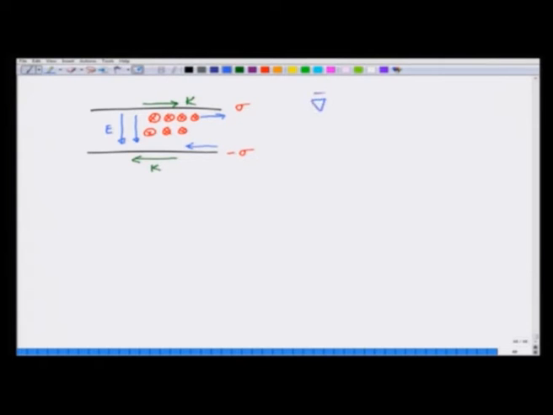This comes from curl of E induced is equal to minus dB by dt. Using Stokes theorem, I can calculate the magnitude of the electric field. How would I do that? I will take a small loop of length L on the upper and the lower side, and the distance between the plates I will take to be d, then integral E dot dl equal to minus dB dt dot dA.